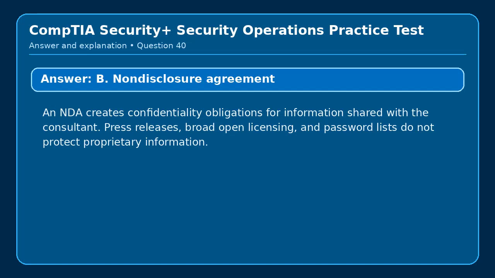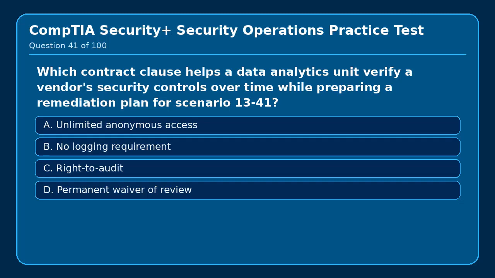A. Collect every possible field just in case. B. Collect only the data needed for a defined business purpose. C. Store data forever without review. D. Publish customer records for testing. Take a moment to choose your answer. The answer is B. Collect only the data needed for a defined business purpose.